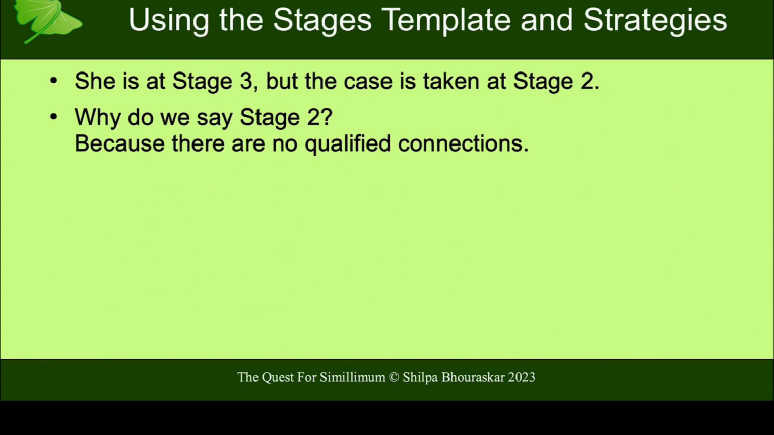Now, if you look at the template and the strategies, you realize that although she's at stage 3, the student has taken the case at stage 2. Why? Because even though there is information at stage 3, it isn't connected. You do not have qualified connections. You cannot see a clear, see-through understanding of this patient in a few words. You are not yet there.